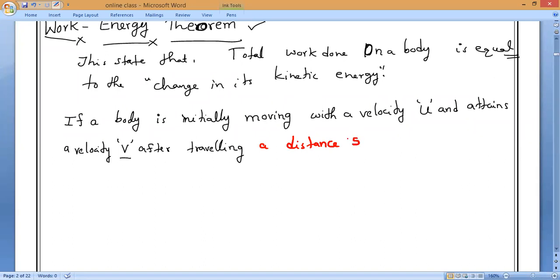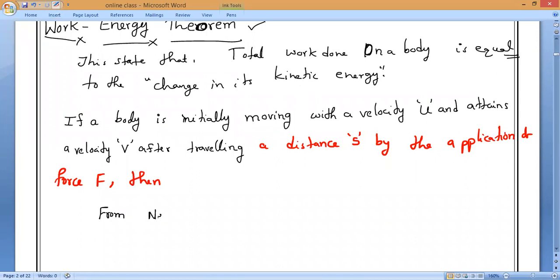So what is the distance symbol, everybody? Understanding? By the application of force. What is the symbol of force? Force F. Okay. Then from Newton's second law, can you tell me what force is equal to? From Newton's second law, mass into acceleration. All of you should say that F is equal to what? Mass into acceleration. Let me take this as equation number 1.